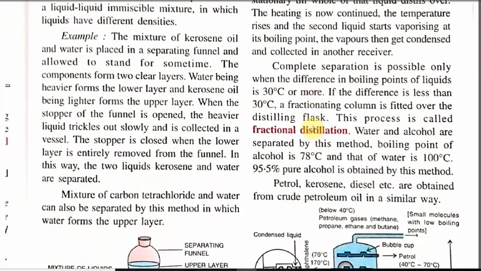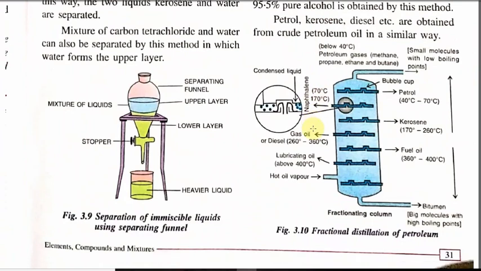Let me show you the figure. We import petroleum from other countries, and this is the fractional column. An oil refinery uses this method. You can see here we supply petroleum here, and we also heat it. Now different components of petroleum have different boiling points, and according to their boiling points they are converted into vapor and go out from the other portions.